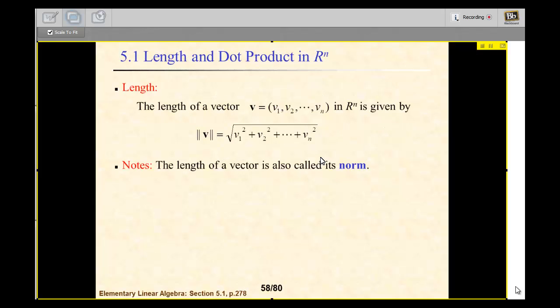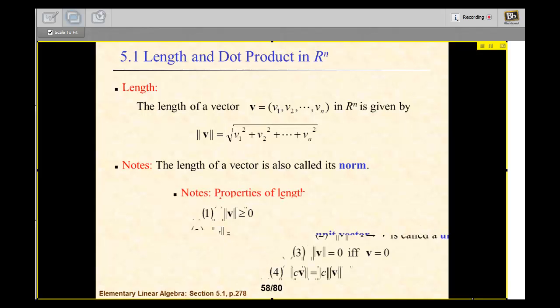length and dot product of the vector space. So how can we find the length of a vector? The length of a vector we can find from the norm. This symbol is called the norm of v. So norm of v will be equal to the square root of v1 square plus v2 square plus up to vn square. So the length means you have to find the norm. Whenever norm is written, you understand that they are asking for the length. So it is written here, the length of a vector is also called the norm.